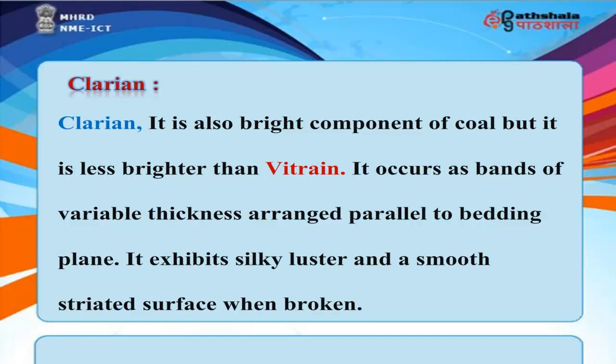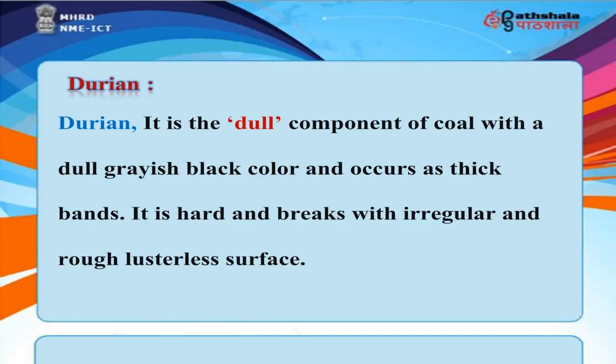Clarain. It is also a bright component of coal, but it is less bright than vitrain. It occurs as bands of variable thickness arranged parallel to the bedding plane. It exhibits silky luster and a smooth striated surface when broken. Durain. It is the dull component of coal with a dull greyish black color and occurs as thick bands. It is hard and breaks with an irregular, rough, lusterless surface.